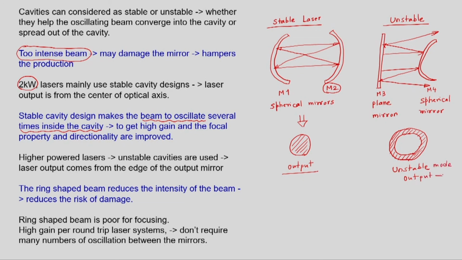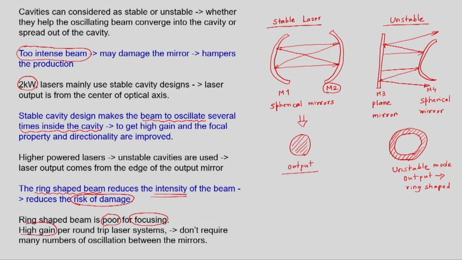In unstable mode, the output is ring shaped. So, naturally the ring shaped beam is reducing the intensity of the beam, and that is reducing the risk of damage to the mirrors. The ring shaped beam is poor for focusing. As we are getting the diverged laser beam, naturally the focusing would be poor.